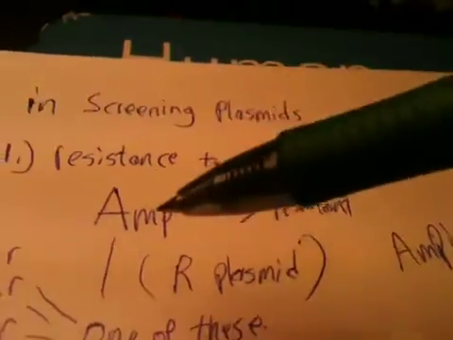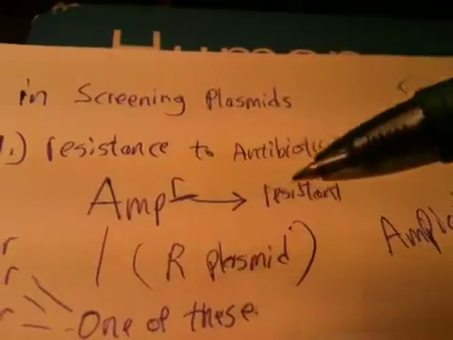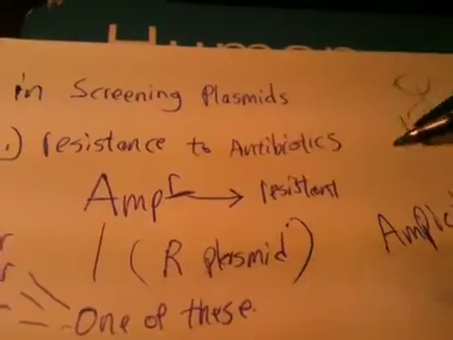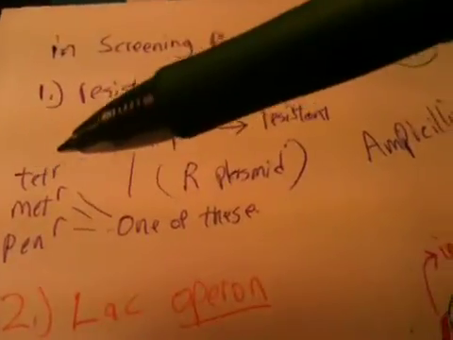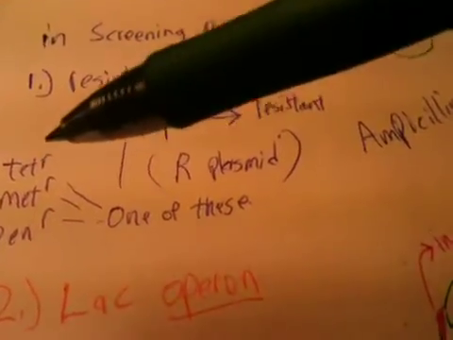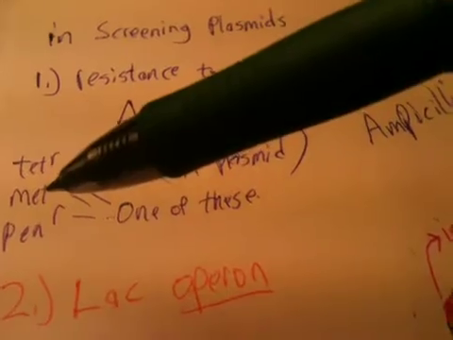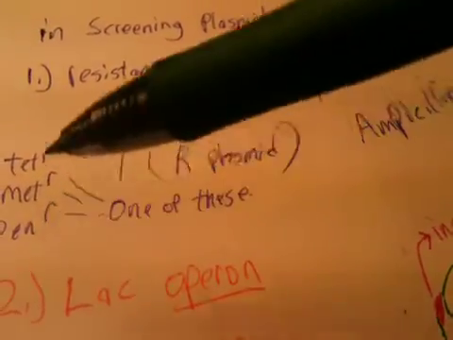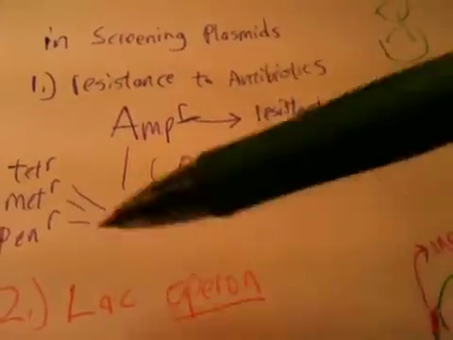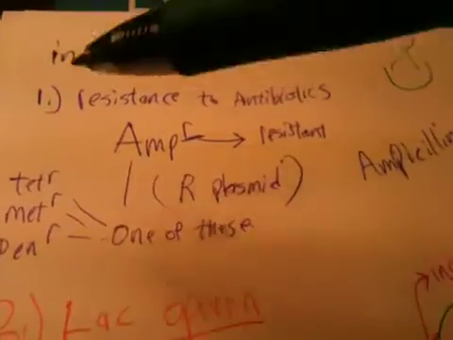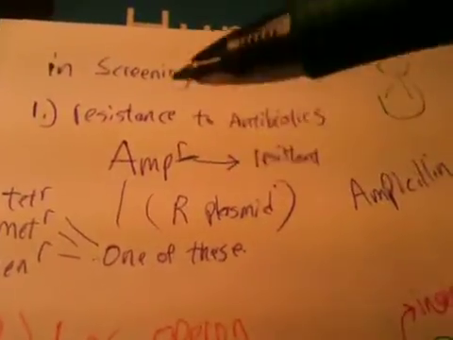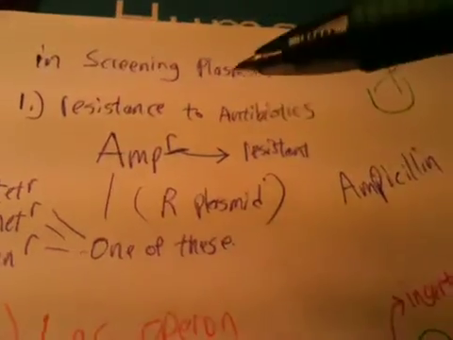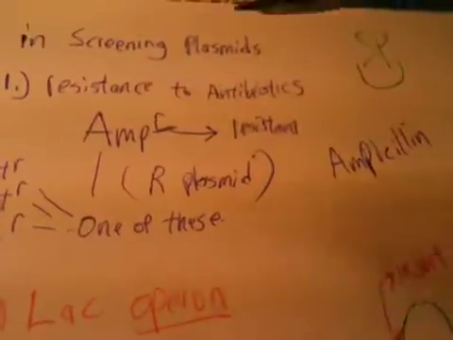Our plasmids offer resistance. So Amp subscript R, superscript R, is resistant to ampicillin. Tet superscript R is resistant to tetracycline. Met is resistant to methicillin. Pen is resistant to penicillin. We're going to be able to use all these to help weed out the incorrect bacteria that got the wrong plasmids from the bacteria that got the right plasmids.